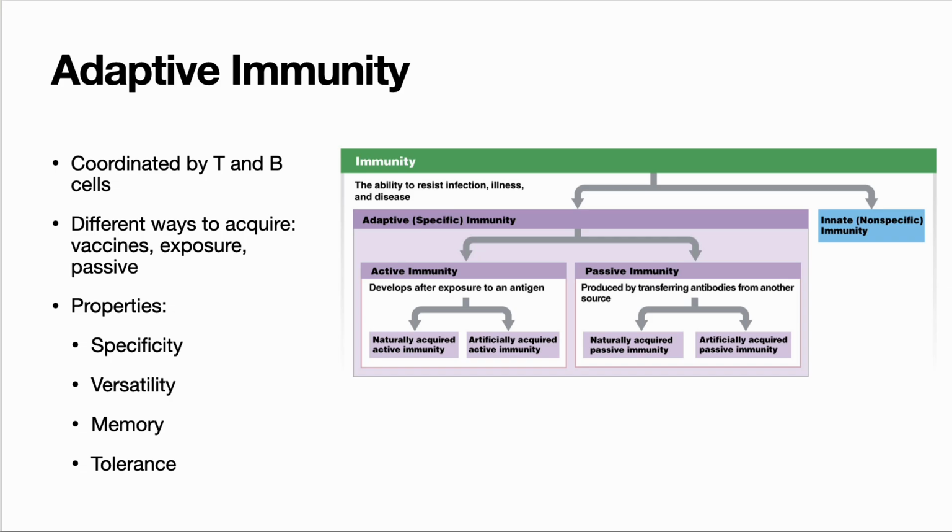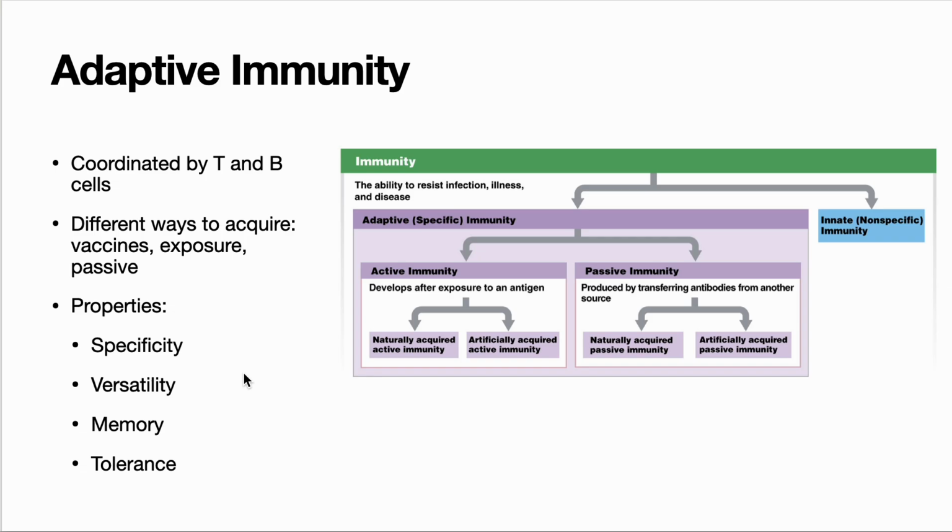We are going to have memory. So we will, in response to antigens, create cells that not only target that antigen to try to resist infection or illness and disease, but also to keep a memory of that particular antigen so that should we be exposed to it a second time, we can mount a much more effective and faster response to that antigen.